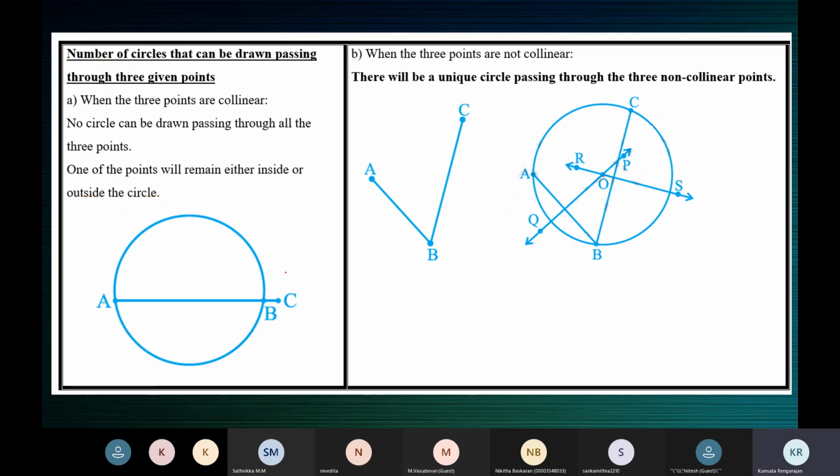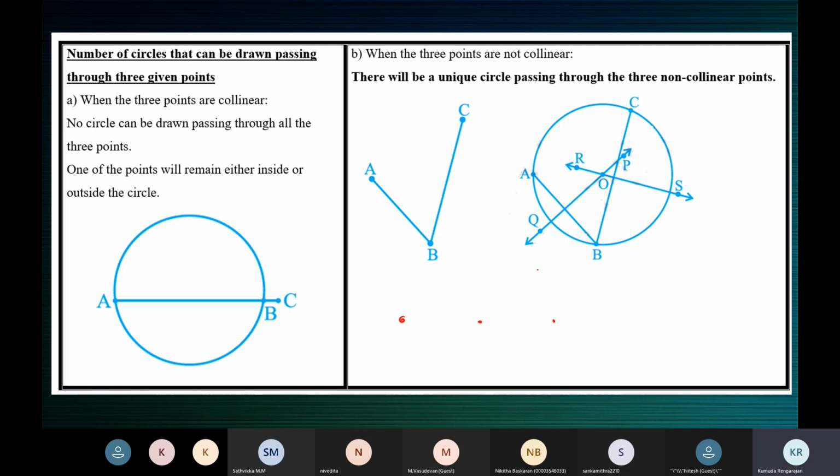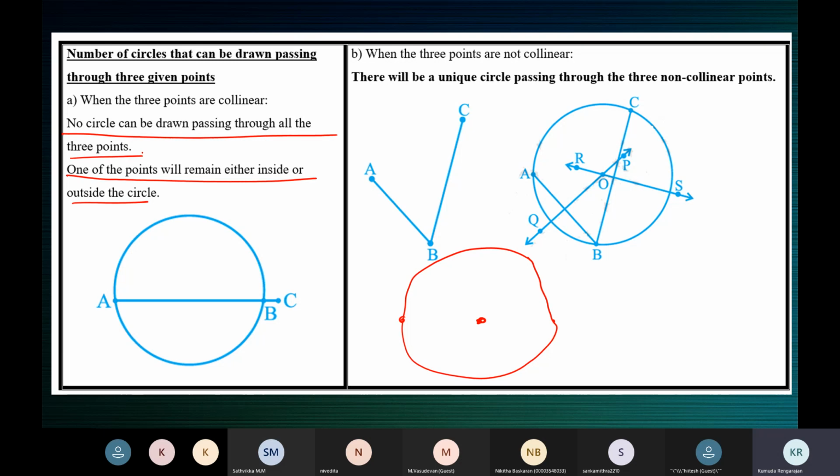Let me show you that again. If you draw a circle passing through these 2 points, then this point lies outside the circle. If you draw a circle passing through these 2 points, then this point remains inside the circle. So one of the points will remain either inside or outside the circle. No circle can be drawn passing through all the 3 points when they are collinear.